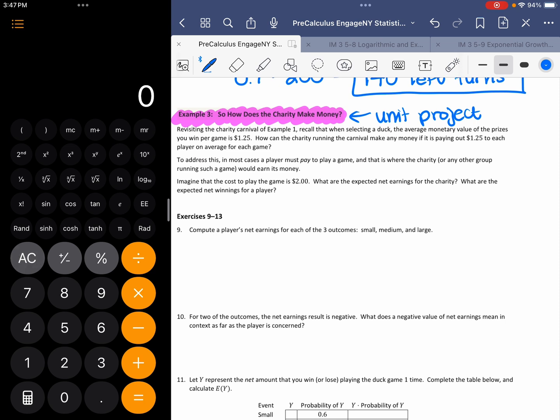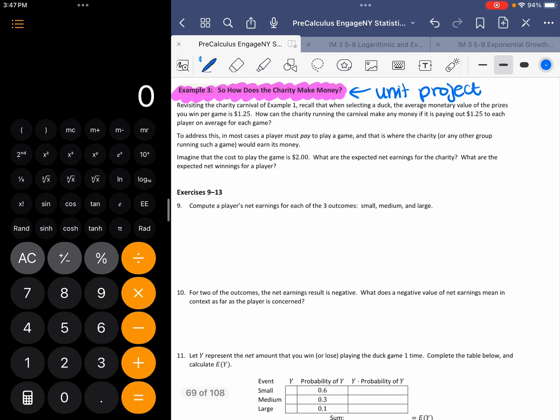But for right now, just know that you are going to be creating a carnival game where you will need to have someone buy in. We're going to use fake money. Someone's going to buy in. They're going to play your game, and they might receive money back, or they might lose. There's lots of different outcomes that you could create in your game. But getting started thinking about that here in example 3.